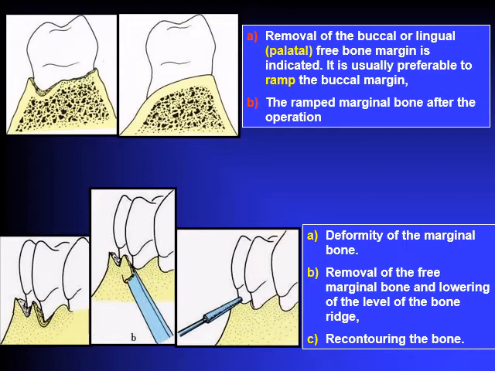Then in the other figure, the lower one, this is a deformity of the marginal bone. In B, the removal of the pre-marginal bone and lowering of the level of the bone. This is a marginal gradualization of bone to make the interproximal bone at a higher level than the radicular bone, to achieve the positive architecture.